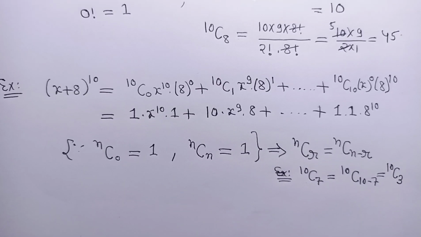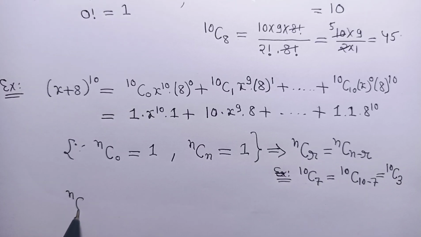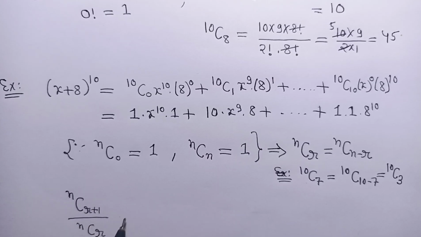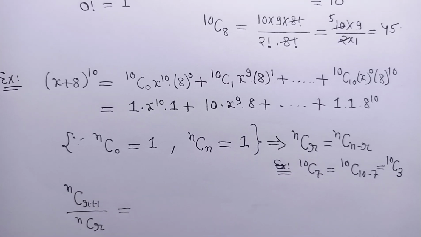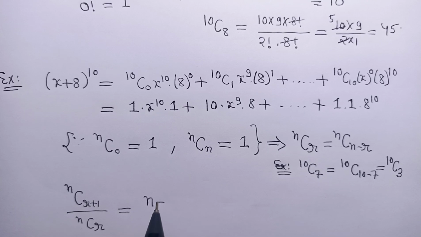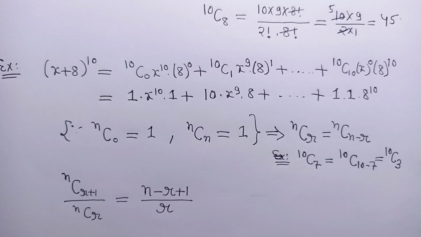There are other properties also for nCr, like you can write nC(r plus 1) divided by nCr is equal to (n minus r plus 1) divided by r. This is again another property. Let's see the verification for this.